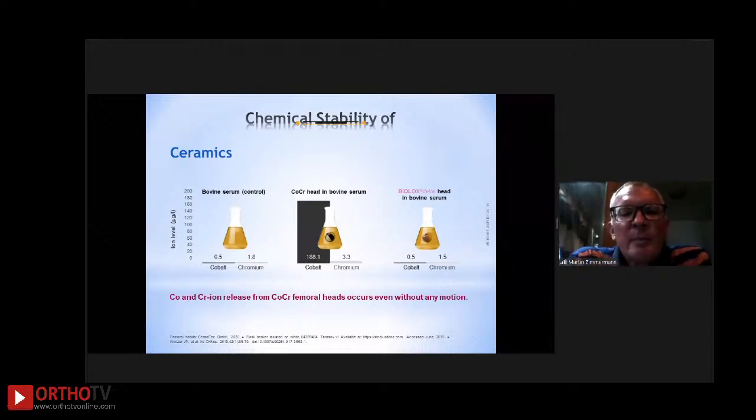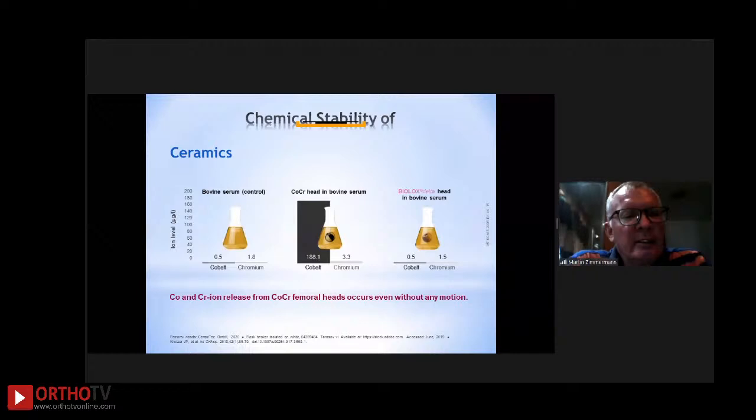To have metal ions, we did some testing recently with the ceramic ball heads. Why? Everyone can think, oh, with ceramic, there's no metal. In the ceramic, there's no reason to have metallic ions. We have done that because a few years ago, there was some publication claiming that with ceramic BIOLOX delta, which is the pink material, as you know, there's some chrome oxide inside for mechanical properties and gives also these typical pink colors. They were claiming that there's some chrome release from the surface of the material.